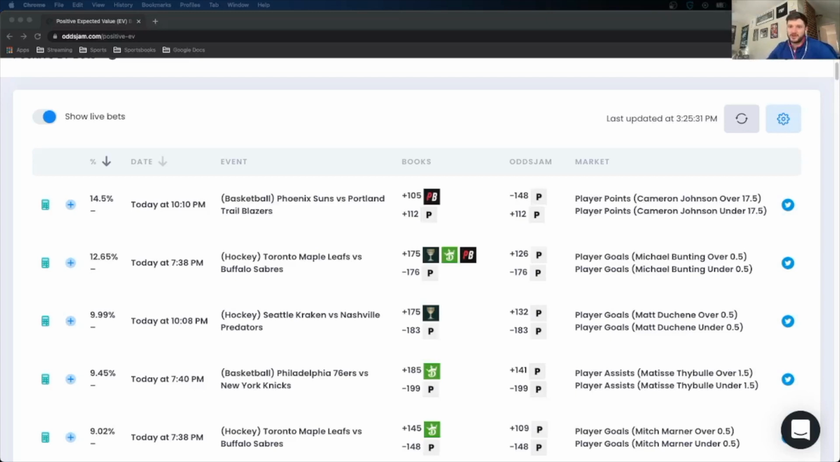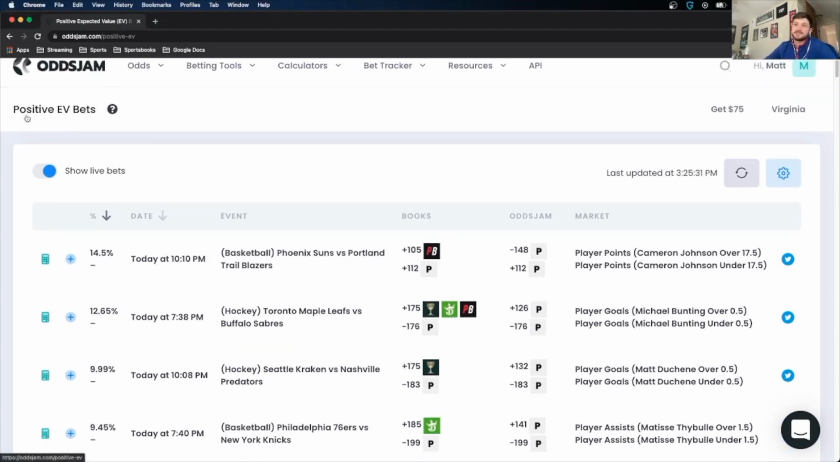All right, so now that we know what positive EV is and why it's so valuable, here's how you can use OddsJam to be a profitable sports bettor. So what I have up here is the OddsJam positive EV page. You can see here positive EV bets.